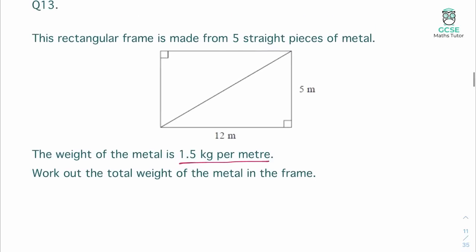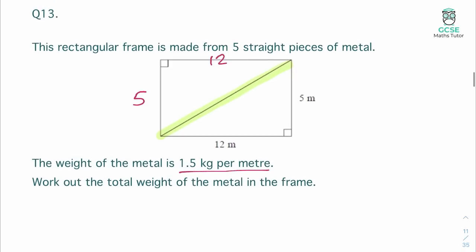So let's have a think. Well, we know it's a rectangular frame, so this is going to be 5 over here. This is 12 at the top. We just need to get the length of that diagonal. So to get the length of that diagonal, we'd use Pythagoras theorem. So 5 squared add 12 squared, and that is 25 add 144, which is 169. And then we're going to have to square root that. So we square root 169, and the square root of 169 is 13.